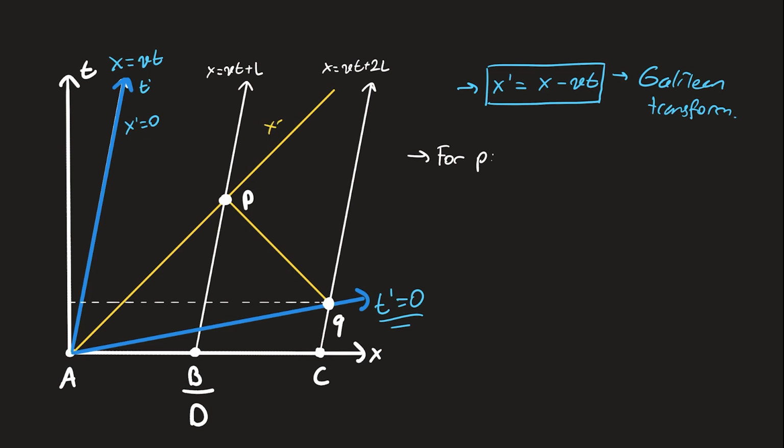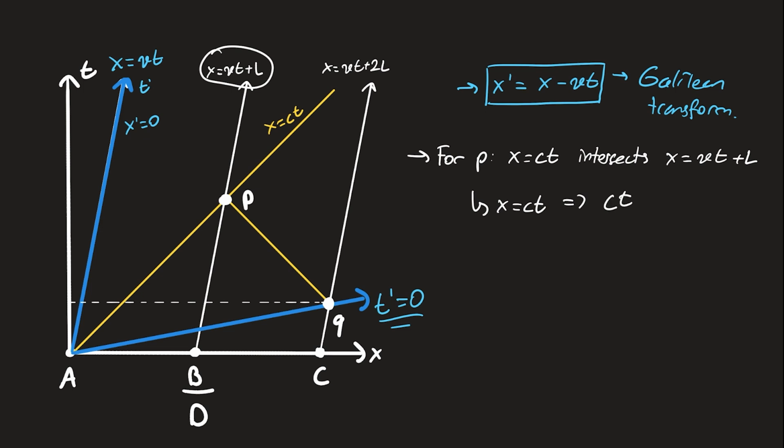So, let's start with the point P. There are two of these lines that we already know about that intersect at the point P. We have the line x equals ct, and then the line x equals vt plus L. Well, if they intersect at P, all we have to do is write both of these equations together to get the x and t coordinates for the point P. So we can write down x equals ct into this equation x equals vt plus L. That gives ct is equal to vt plus L.